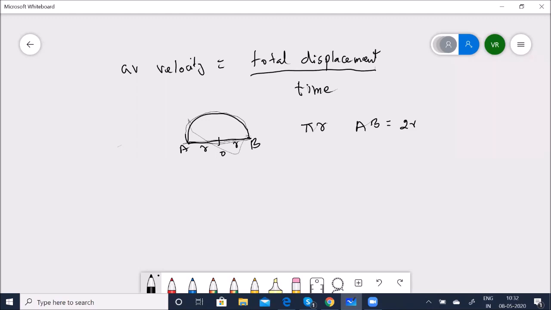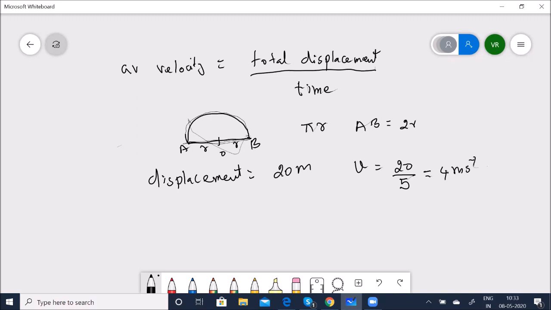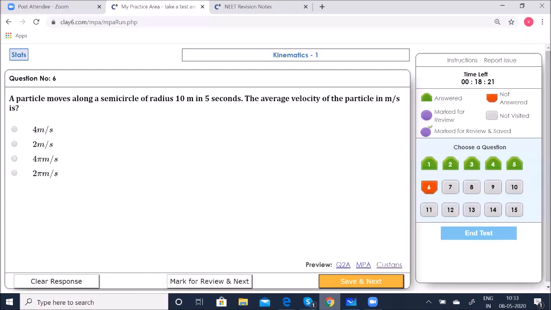So the radius given is 10. So AB, the displacement, is going to be 20. What is going to be the time taken? The time taken is 5. So average velocity is 20 by 5, which is equal to 4 meters per second. Let us see which option is correct. Option A is correct. Let us save that and go to the next question.